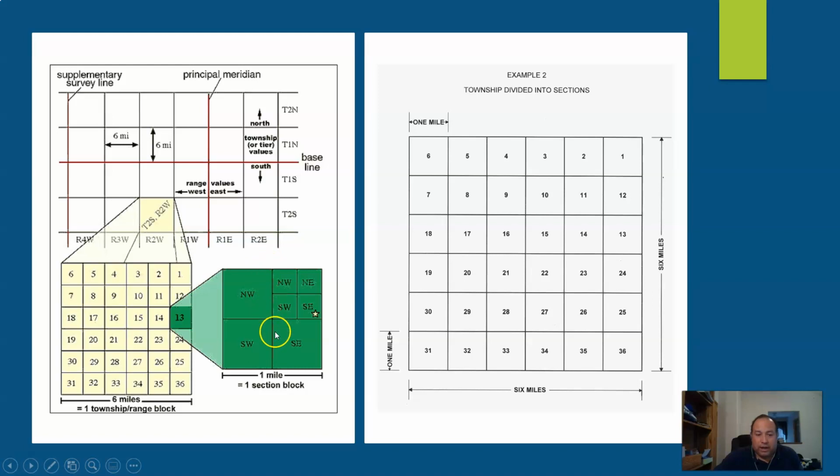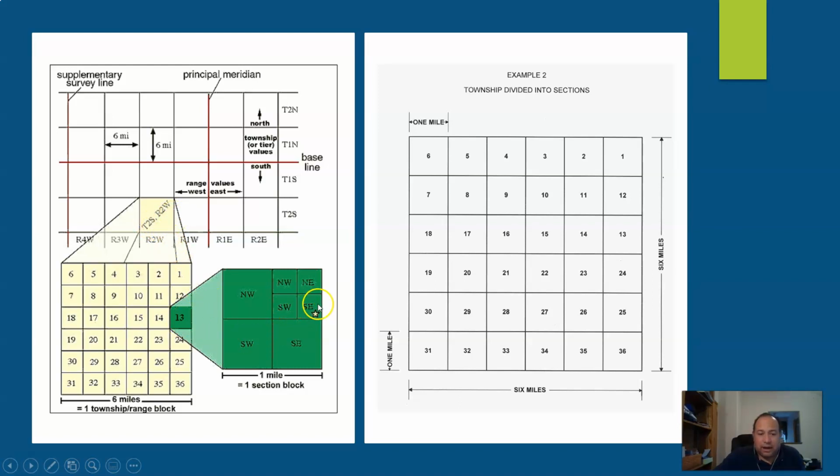So it's 640 acres, but if I were to quarter that, that would give me 160 acre sections. If I quarter that again, that would give me 40 acre sections, and I can quarter it again to get me to 10 acre sections. So if I look at this star right here, and I want to say where I am, I'm in the southeastern quarter of the southeastern quarter of the northeastern quarter of section 13, township 2 south, range 2 west.